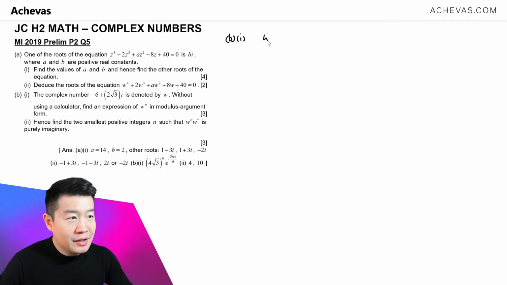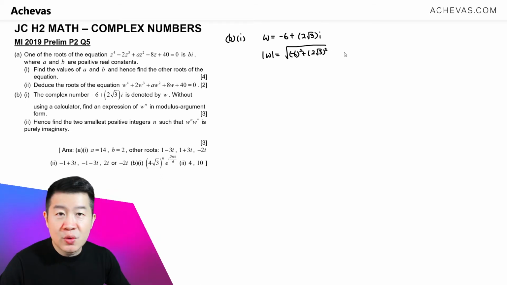In B, we are given the complex number w, and this is in the Cartesian form, minus 6 plus 2 square root of 3i. So we are going to find first the modulus of w, which is going to be square root of minus 6 squared plus 2 square root of 3 squared. And this is square root of 48, which is 16 times 3. So this is 4 square root of 3.